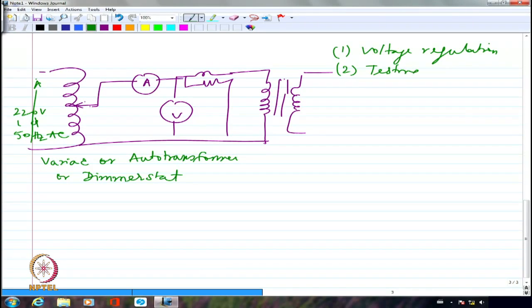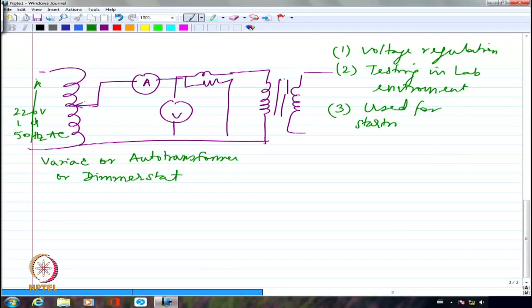The third one is, generally the three-phase autotransformers are very, very commonly used to start induction motors, which we will revisit when we discuss induction motors. So these are used for starting three-phase induction motors. These are some of the applications of autotransformer.